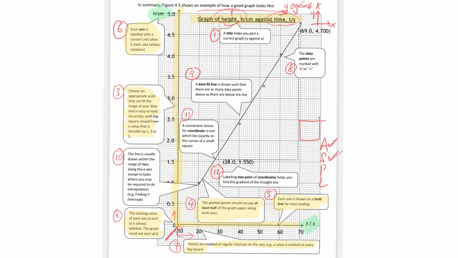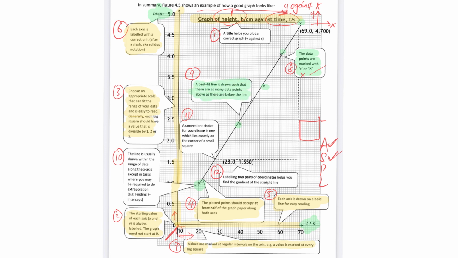Next, based on your data, you will plot the points with cross or dot. Usually we advise you to use cross because it's easier to see, because when you put the dot and the line passes through, the teacher might miss out on the points. Once the points are done, the next thing is to draw the best fit line or curve.